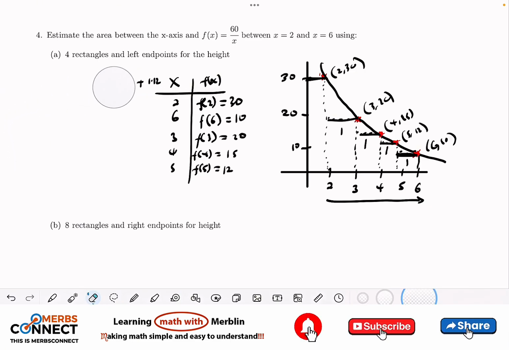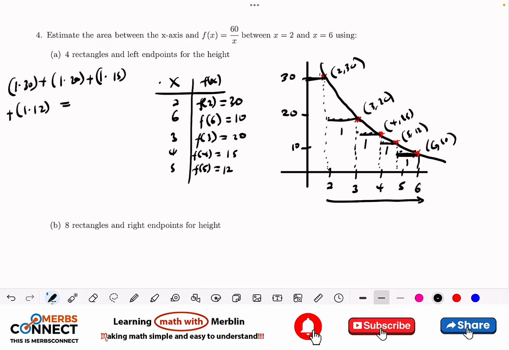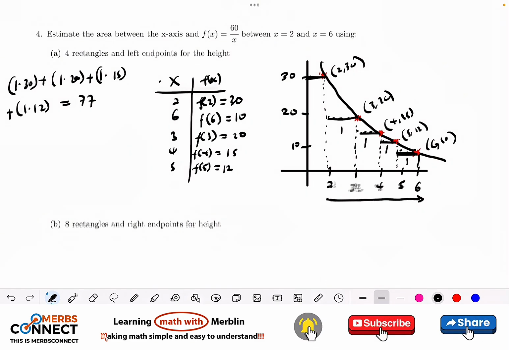Let me just write it bold for you. So 1 times 30 plus 1 times 20 plus 1 times 15 plus 1 times 12. And this one should give us 77. So that is what we get when you divide the rectangle into 4.